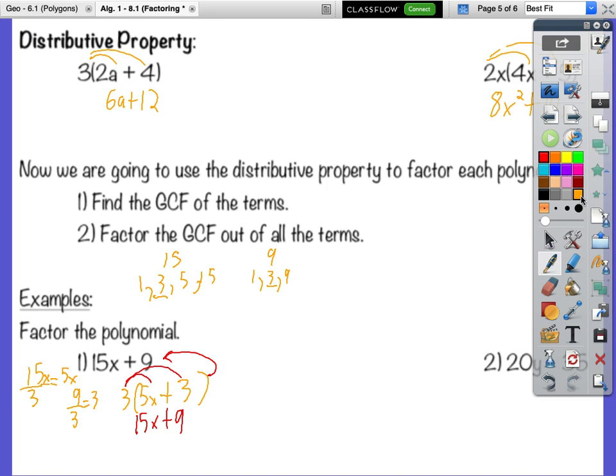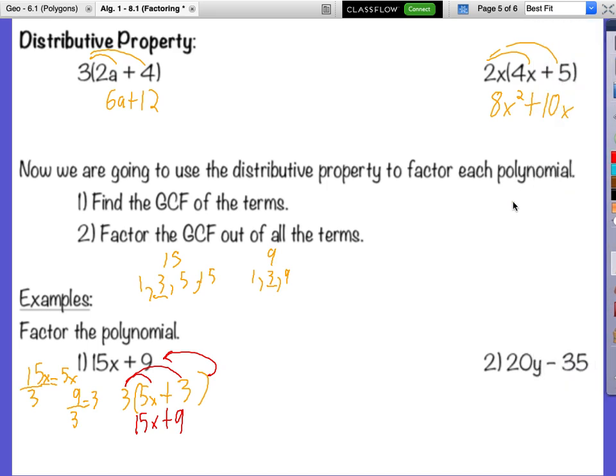So on number 2 here, what would be our GCF? Okay, so Ben says 5. Does 5 go into 20? And does 5 go into negative 35? Okay, and can we think of anything bigger that goes into both of those? 7. Wait, no. 7 goes into 35, does it go into 20? No, but it's good to spitball those. It's good to look for them.